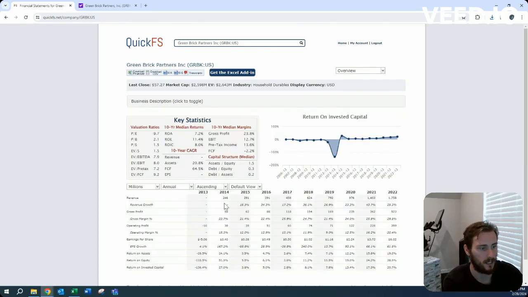So we see that they have $246 million in revenue in 2014, up to $1.8 billion in 2022. Absolutely astronomical growth here. Recently, we're seeing very inflated returns on invested capital, 20%, well above what it used to be, due to margins also expanding pretty heavily.